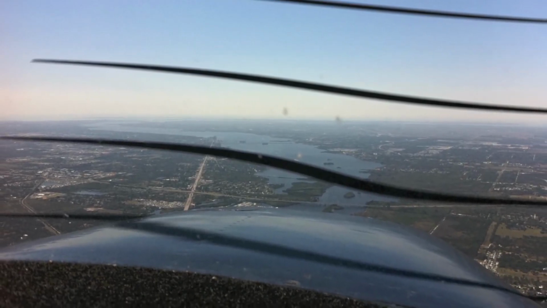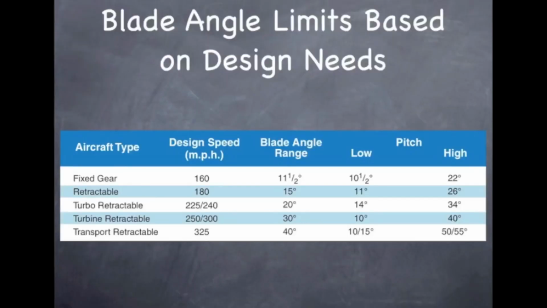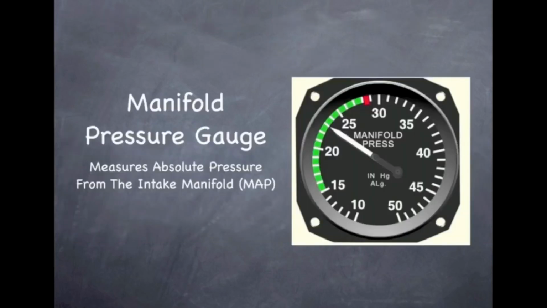So let's talk about the different realms of flight and the blade angles. Most of these aircraft are designed to have a blade angle for the different types of aircraft that we would fly. For instance, a fixed, a retractable, turbo. The pitch range on these propellers goes from a low to a high of a certain number of degrees. Most of them are around 11 to 26 on the airplanes that we fly. But in transport category, they can be very low and go to a very high pitch setting.